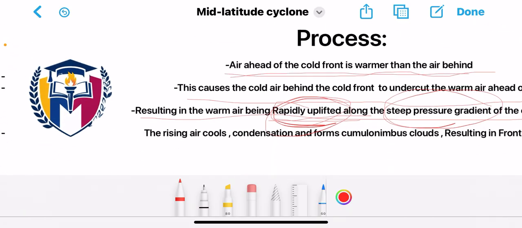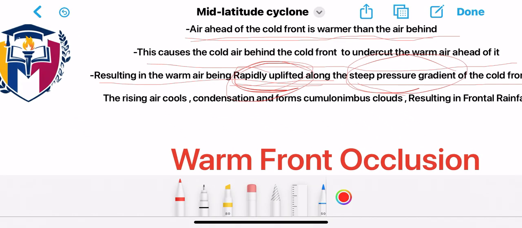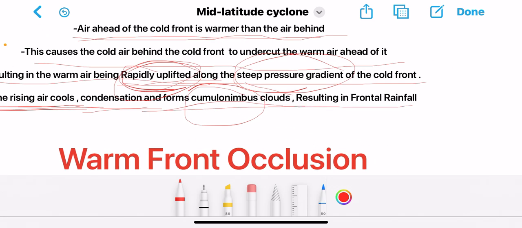Along the steep pressure gradient of the what? Of the cold front. Now the rising air, this is the last point, cools, condenses, and forms cumulonimbus cloud. Now let me give you a hint before I continue. Do not get the spelling of cumulonimbus cloud wrong, because if you get cumulonimbus wrong, they mark you wrong. They need the right spelling.